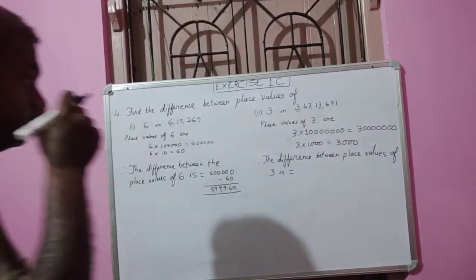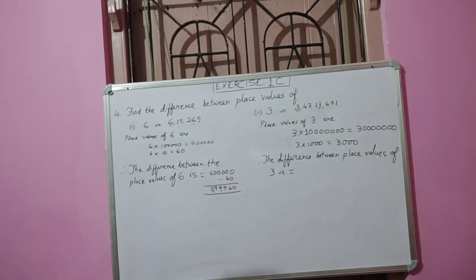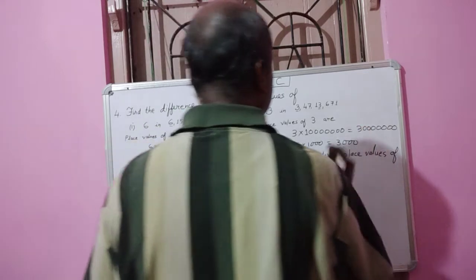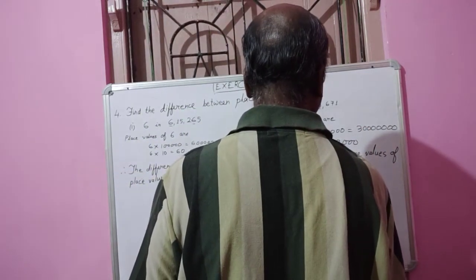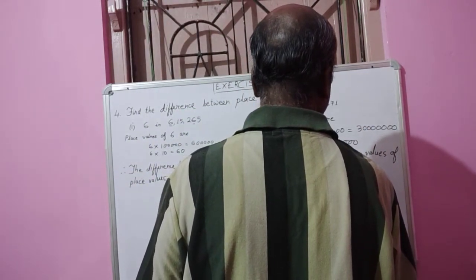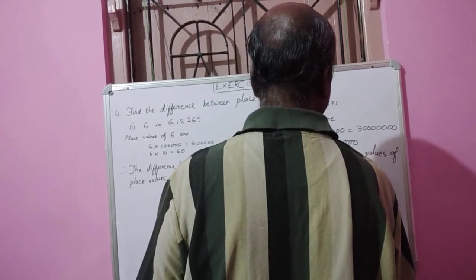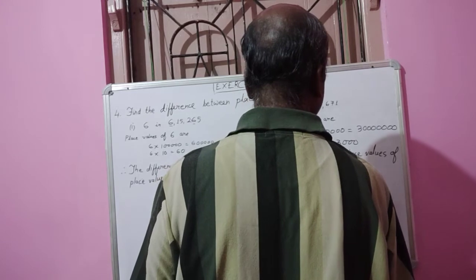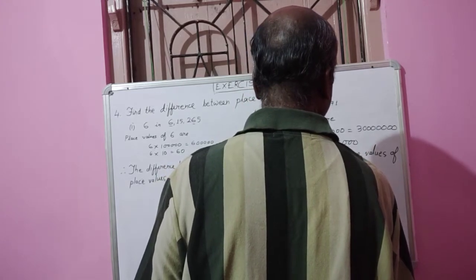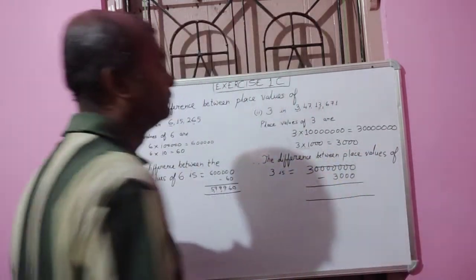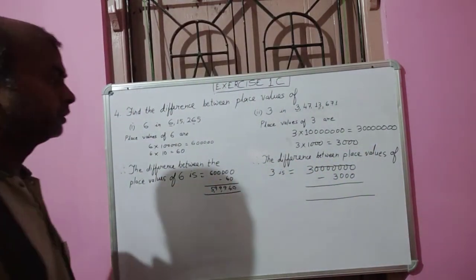Okay, so the difference between the place values of 3. Difference means minus, from the bigger minus smaller. So the bigger value is 3 crore. Let's do this subtraction.